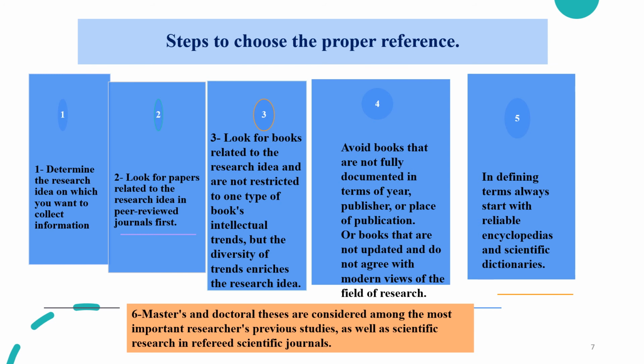This is very important when you need to build your previous studies, or literature review, in your scientific paper. You should go back to master's and doctoral theses, which are among the most important sources for your previous studies, as well as scientific research in refereed or peer-reviewed scientific journals. So these are the six steps to choose the proper reference for your research paper and your scientific paper.